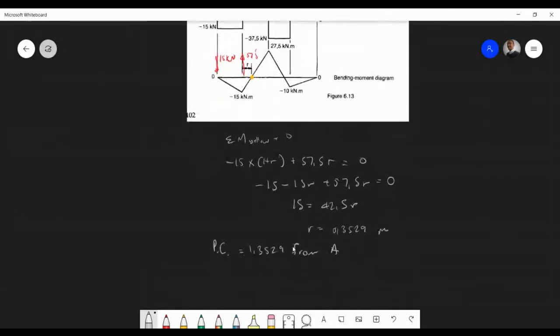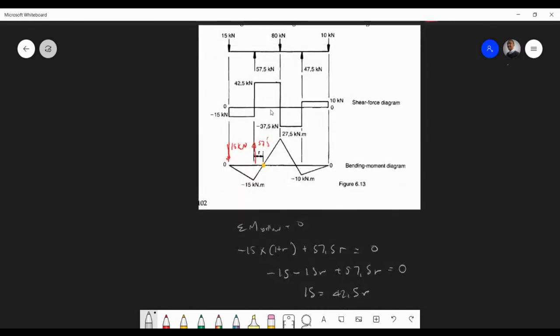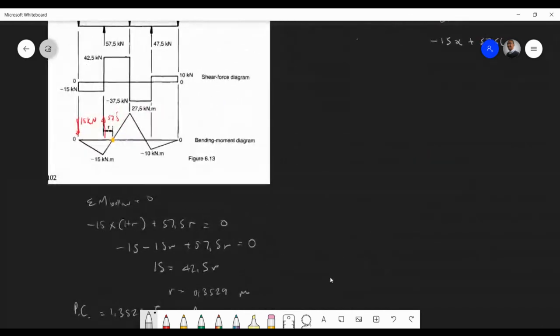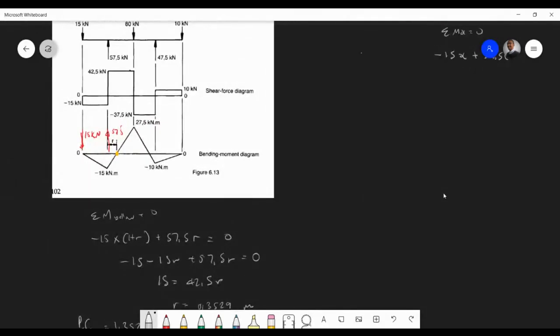And when I'm saying 1.3529 meters from A, of course it's 1 meter plus R, which we have obviously found, right? So what I'd like you guys to do now is exactly the same from this side of the beam. Instead of calling this R, let's call this one S.